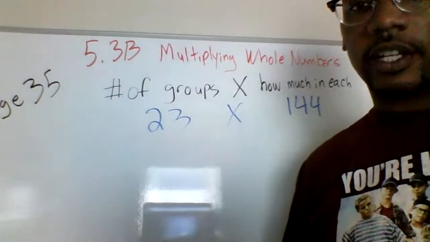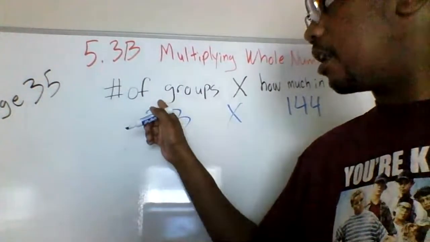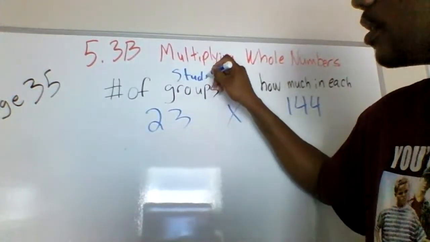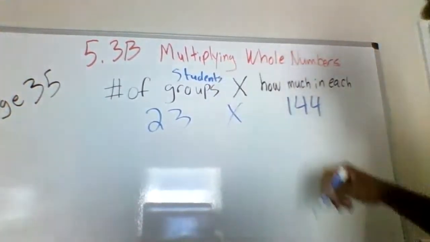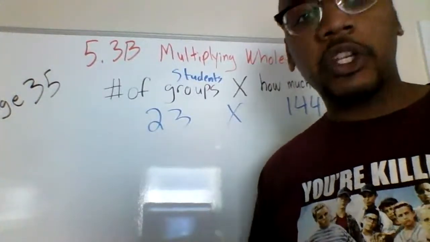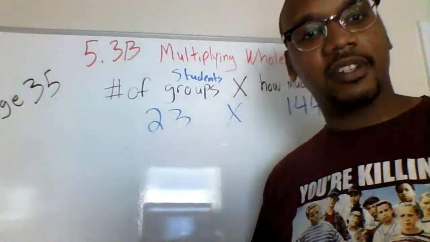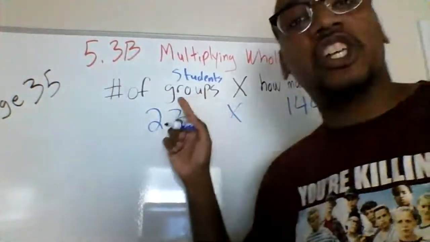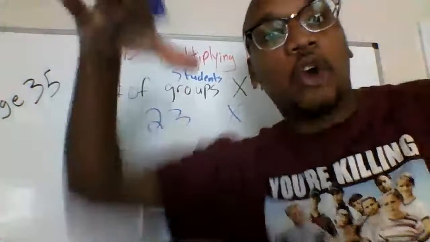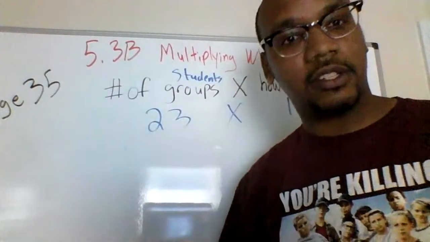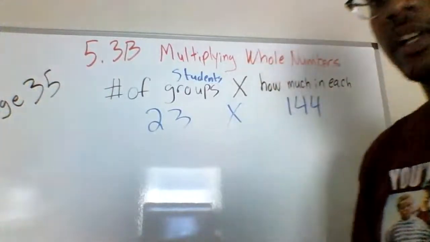So Andrea was correct. Instead of groups, you can look at the word students. All right. See, the problem is not going to tell you which word means groups. You just have to think about it. Because each student is going to have a group of tiles. So the number of groups is the number of students. All right. You just have to know that.